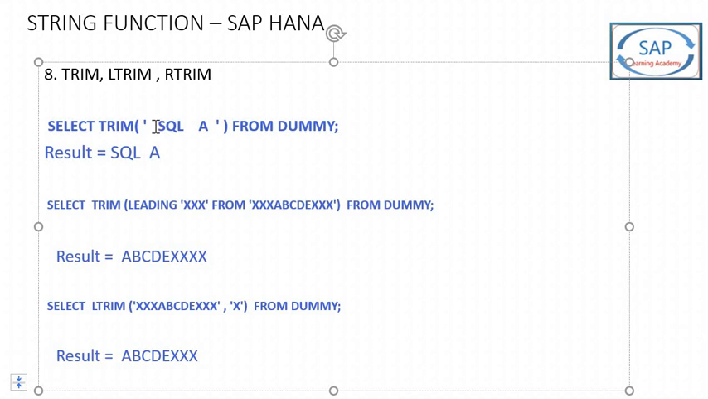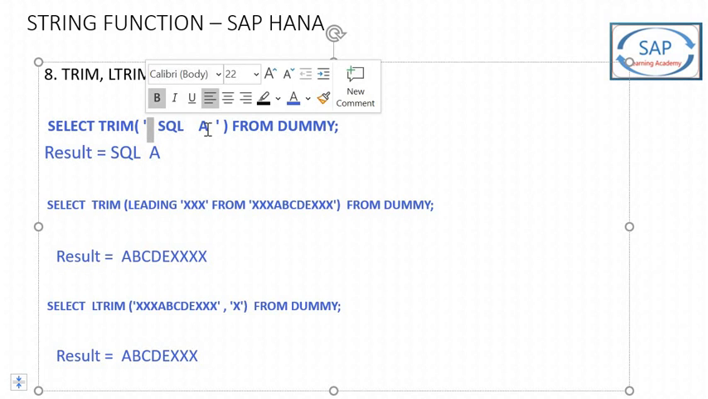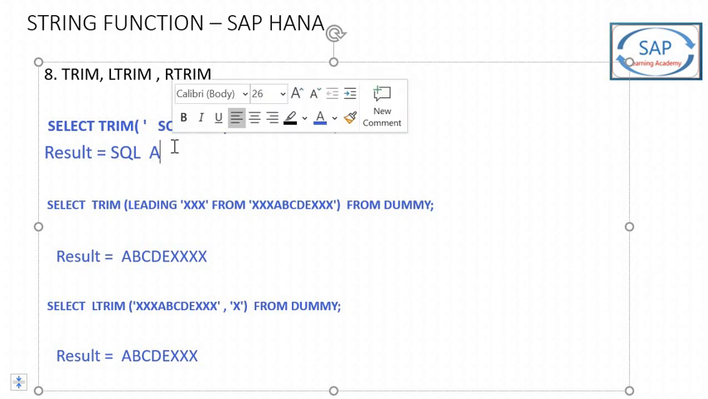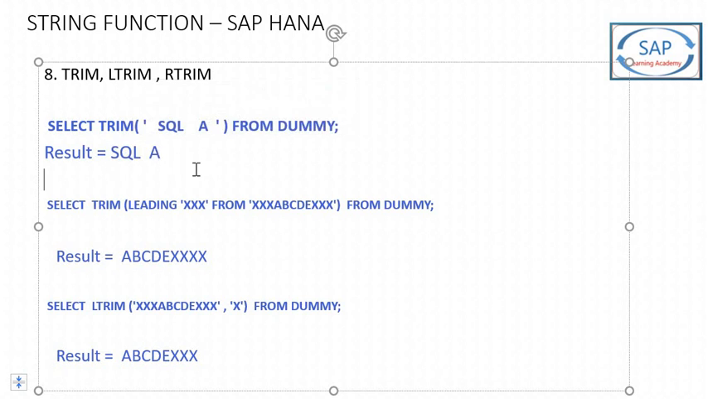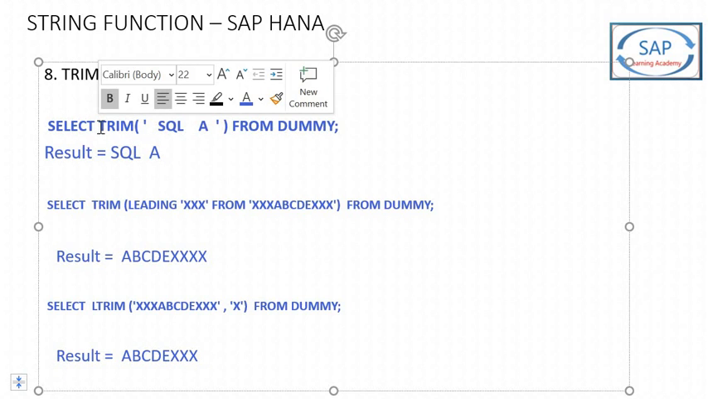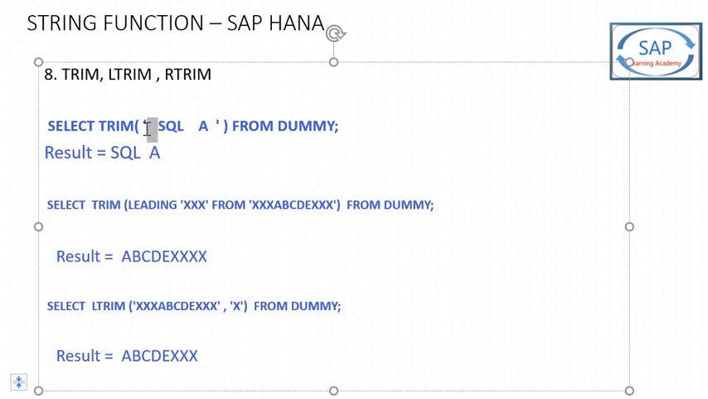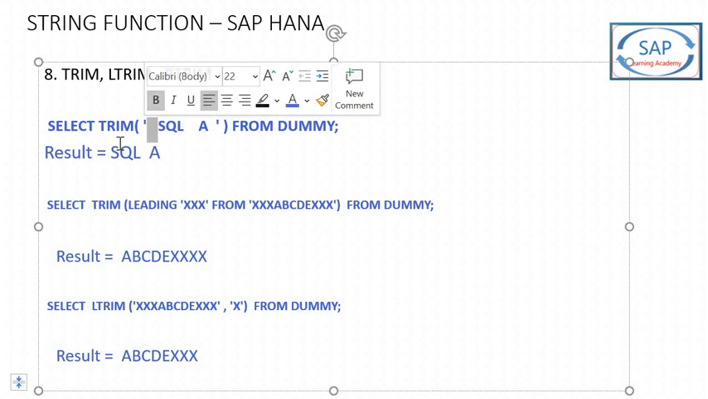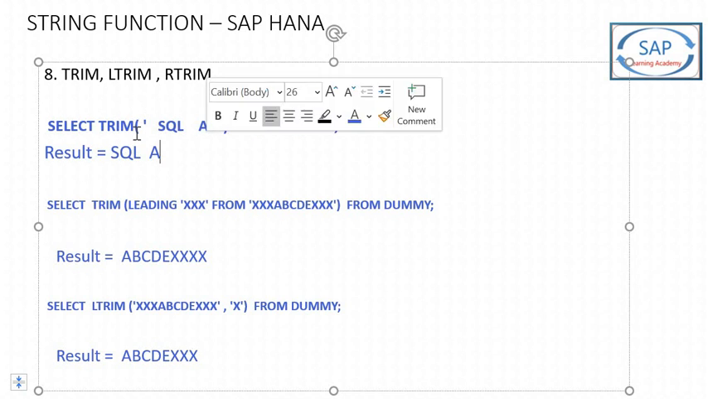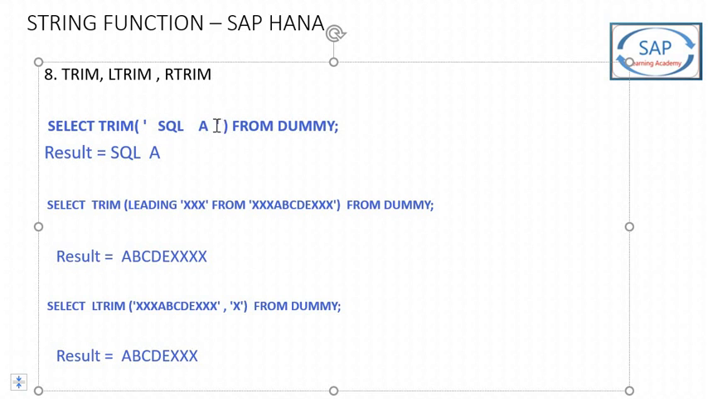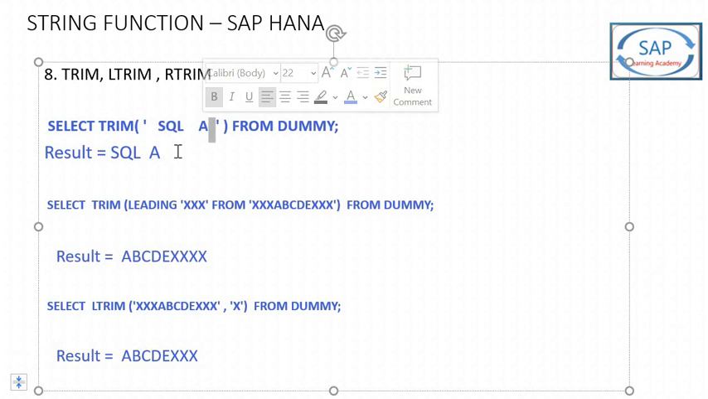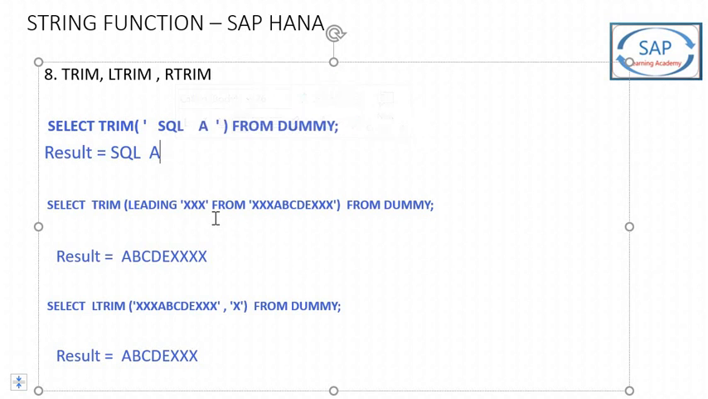So the space from this left side and right side will be removed, and your result will be like this. But if you use LTRIM, then only the left side space will be removed, and if you use RTRIM, then the left side will be kept as it is and the right side will be reduced. But now we have some additional features for trim. Those are leading, trailing, and both.